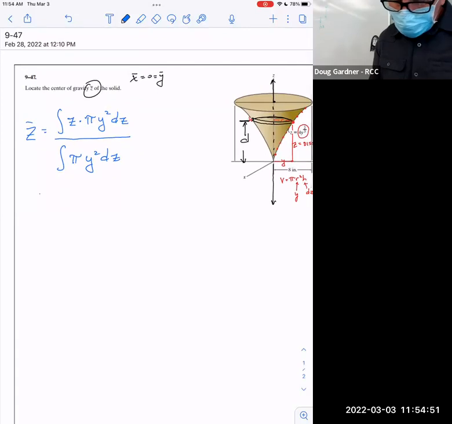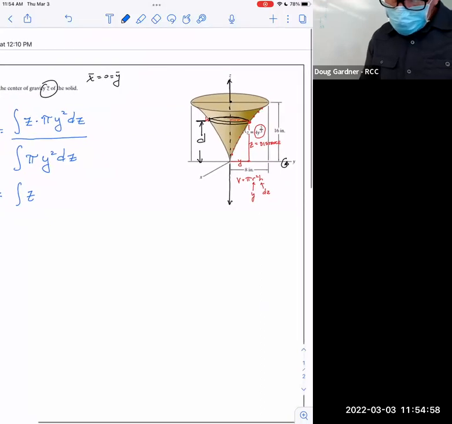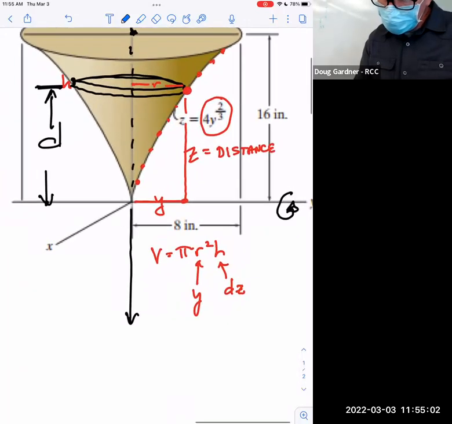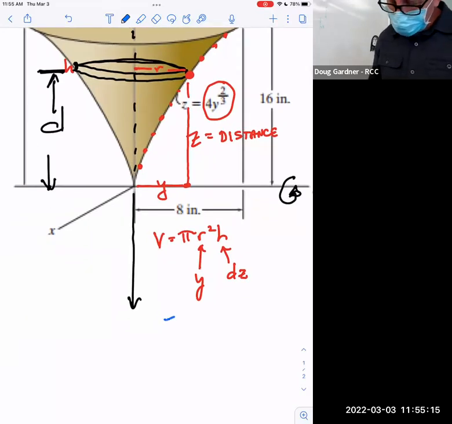So, fine, but I'm going to replace, like last time, I've got to replace y squared. So how are your algebra skills? Can you get the right side of that to say not 4y to the 2/3, but just y squared? Well, you probably are good with, I can get rid of the 4.